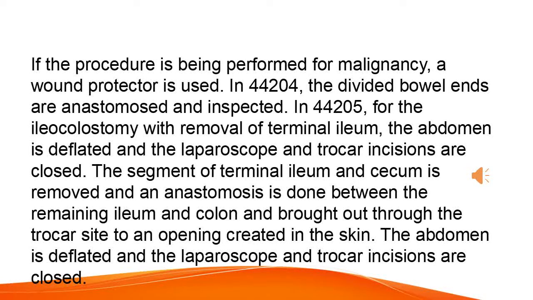In 44204, the divided bowel ends are anastomosed and inspected. In 44205, for the ileocolostomy with removal of terminal ileum, the abdomen is deflated and the laparoscope and trocar incisions are closed. The segment of terminal ileum and cecum is removed and an anastomosis is done between the remaining ileum and colon and brought out through the trocar site to an opening created in the skin. The abdomen is deflated and the laparoscope and trocar incisions are closed.